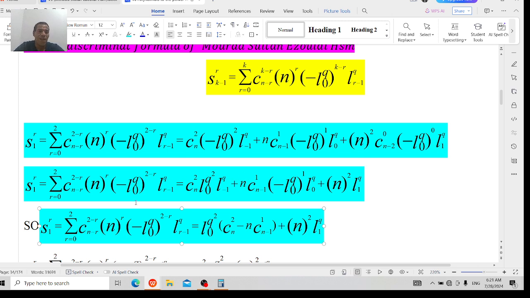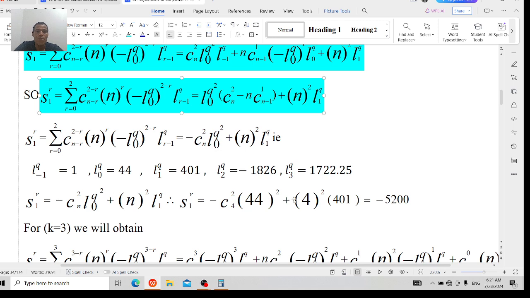Now after simplifying, I will just focus on the last one, S1 equals L0 to the cube squared times combination n choose 2 minus n combination n minus 1 choose 1 plus n raised to the power 2 times L1 to the cube. Therefore, the last formula will give you the following, which is very important. I will just replace it here. Second class: it will be equal to negative combination n choose 2 times L0 to the q raised to the power 2 plus n squared times L1 to the q.